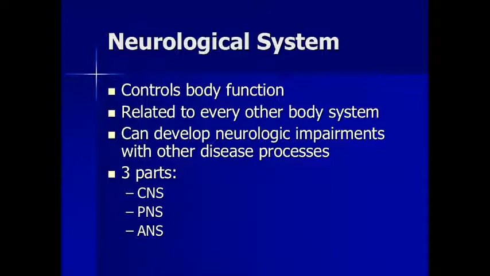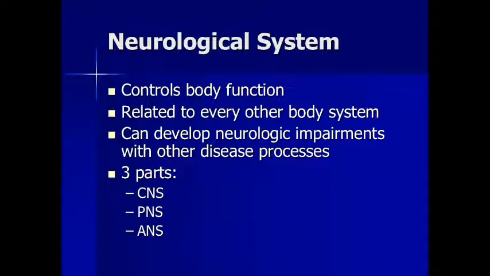As a review, we know that the neuro system controls bodily functions and is related to every other body system. We know that patients who suffer from diseases of other body systems can develop neurologic impairments related to that disease. So if you think about your diabetic patients who develop neuropathies, then you can see how some other diseases all impact the neurologic system.